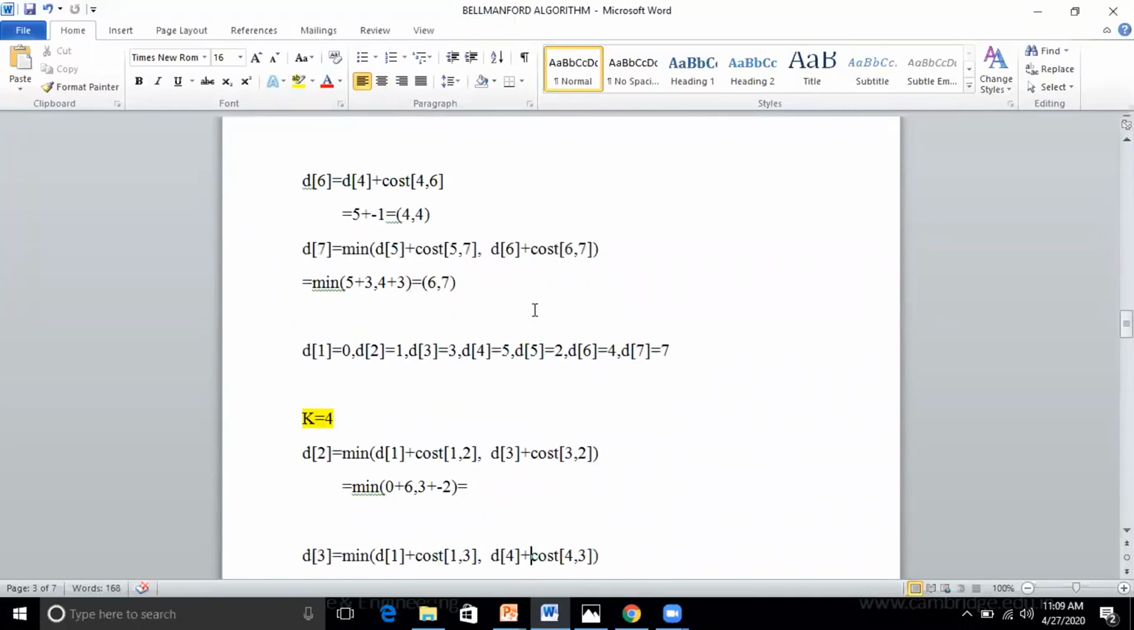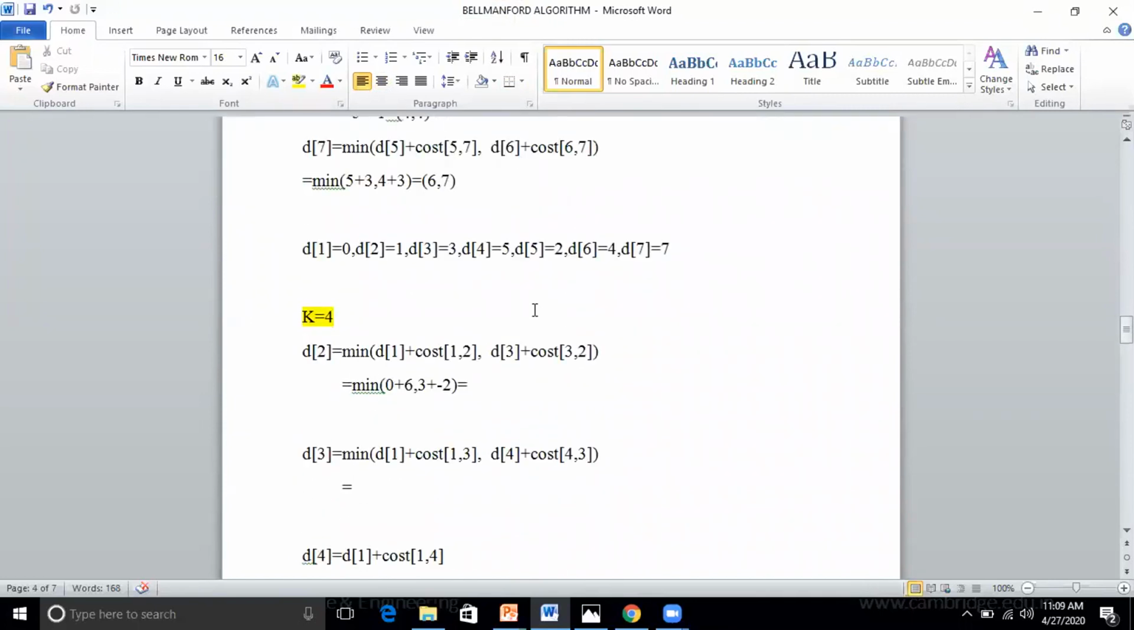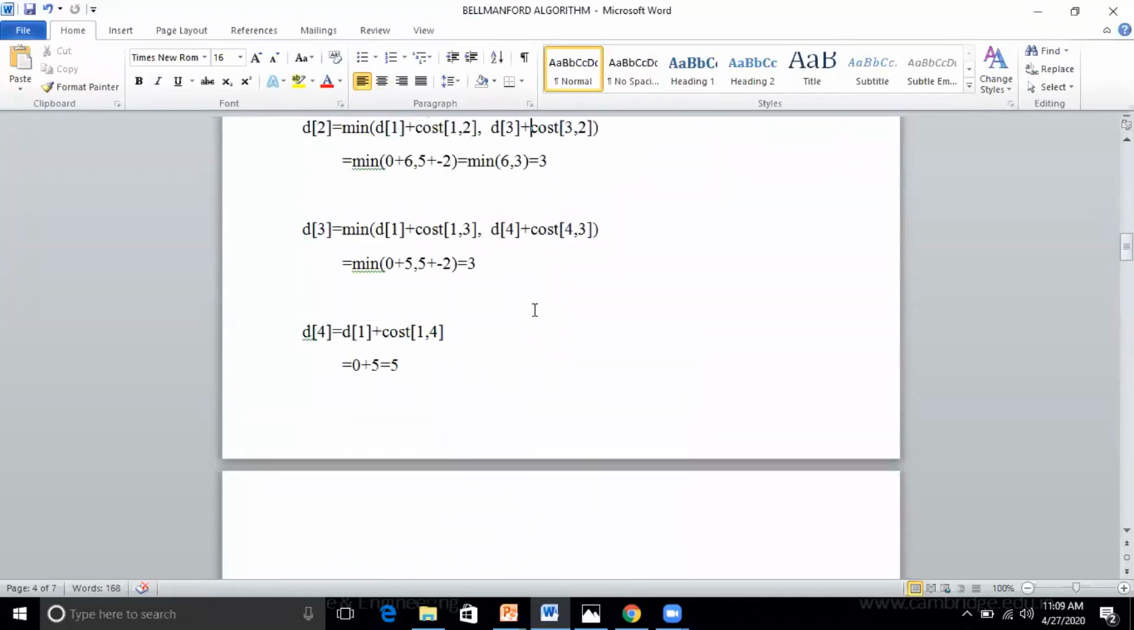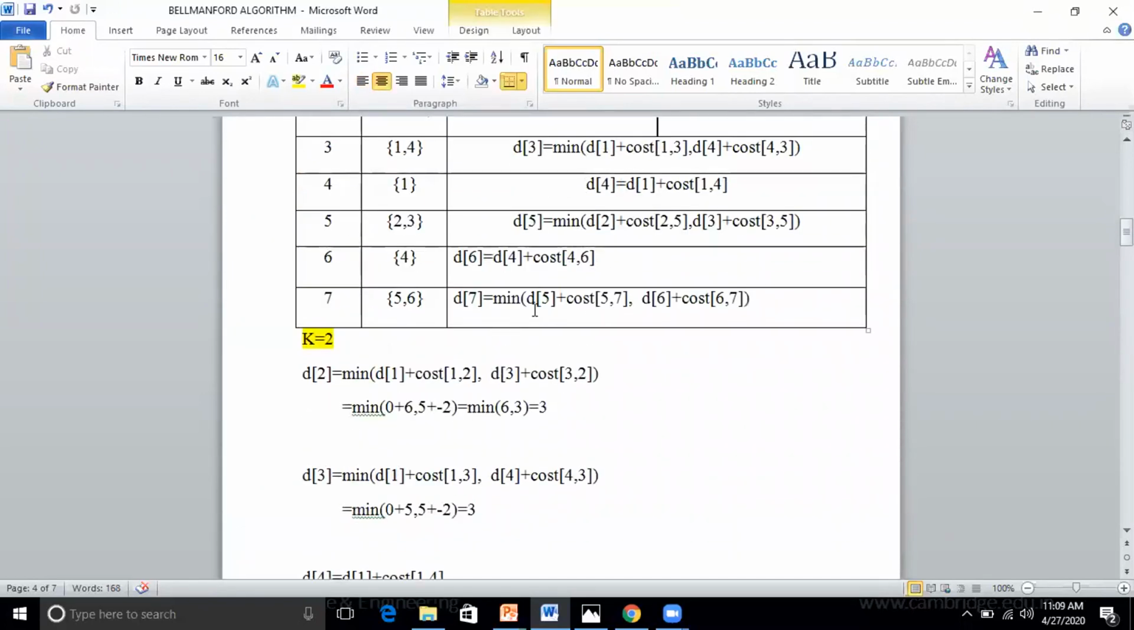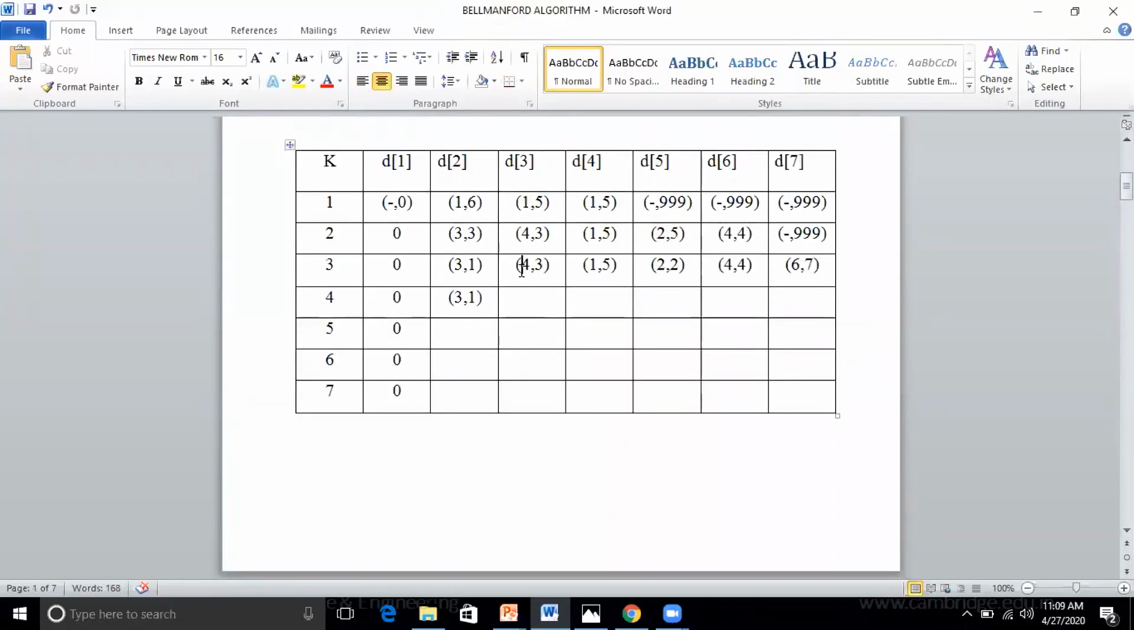4, 3. How much? 4, 3. Yes, everyone got the value? Okay, what about this? D of 4? It's 1, 5. Because only one edge is there, it will remain 1, 5 itself.